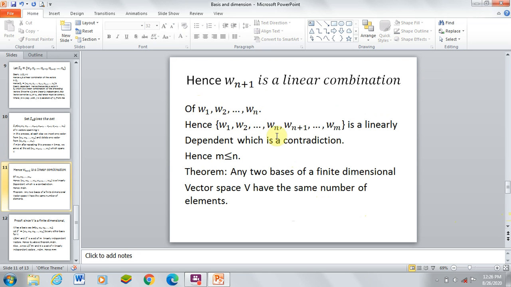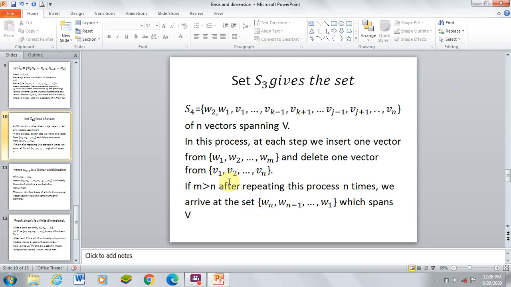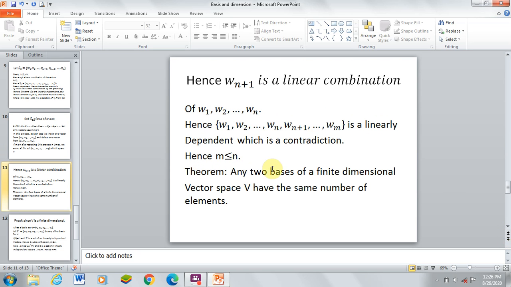If m greater than n, repeating this process n times, we arrive at a set which spans V. Therefore, Wn plus 1 is a linear combination of that set. Therefore, W1, W2, ..., Wn plus 1, ..., Wm is linearly dependent, which is a contradiction. Hence, m less than or equal to n.